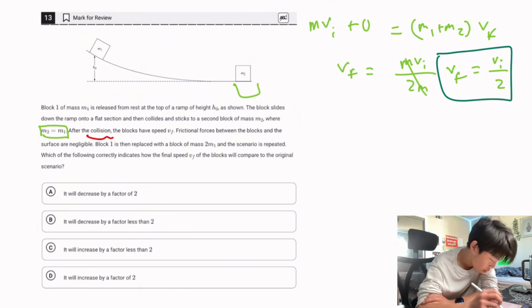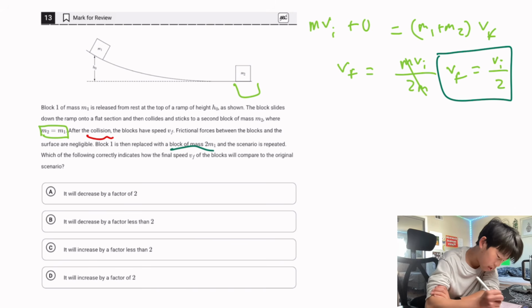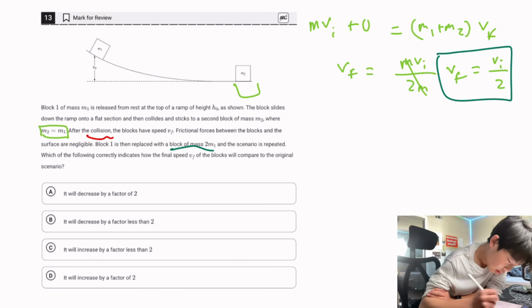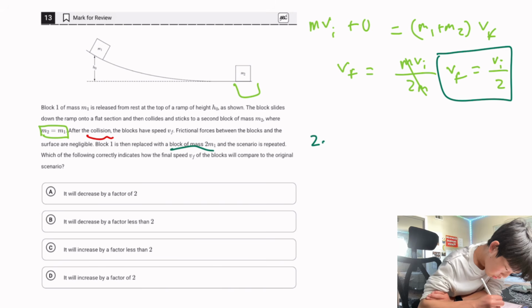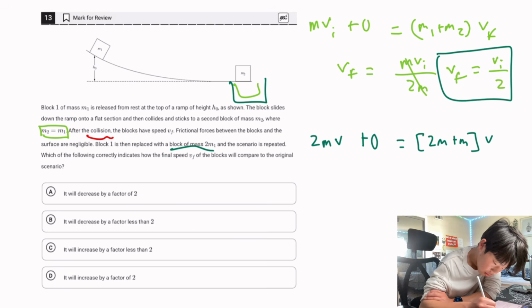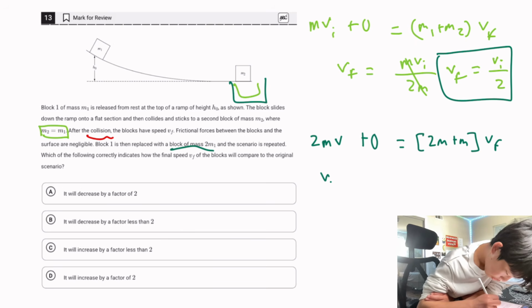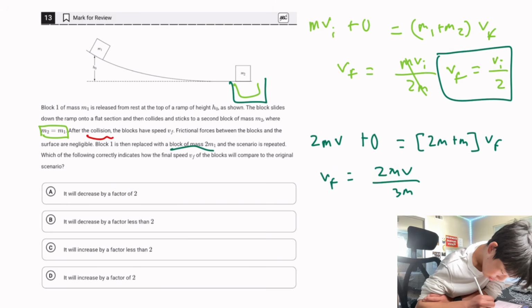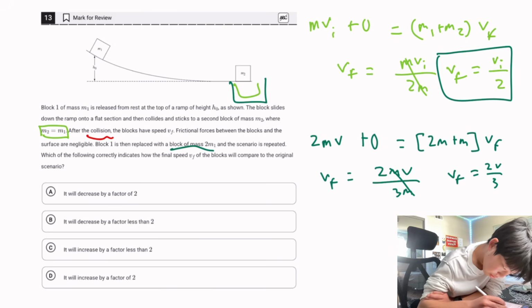Now, let's see when the block is replaced with a mass of 2m. Now it's going to be 2mv plus 0, because the boy's still at rest, equals 2m plus m times v final. So now v final is equal to 2mv over 3m. V final is equal to 2v over 3.